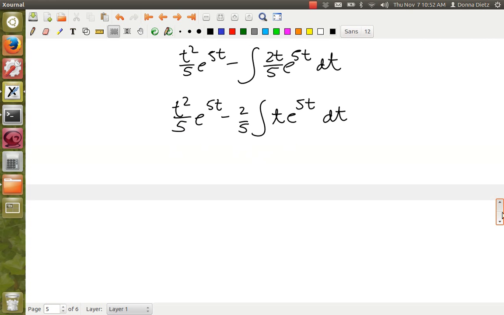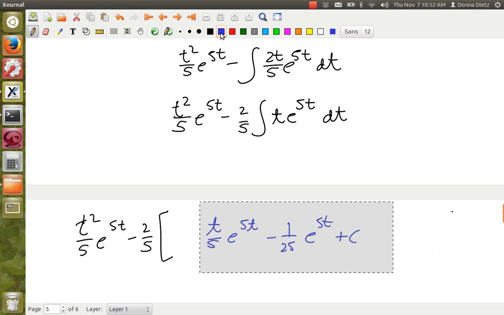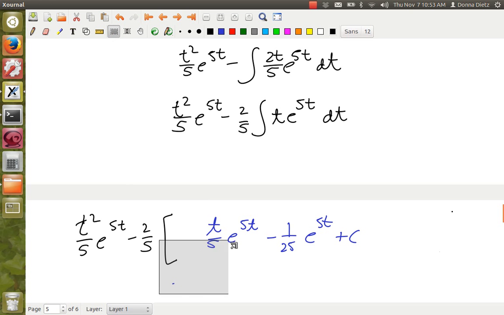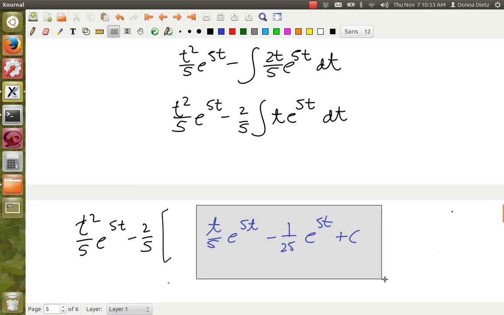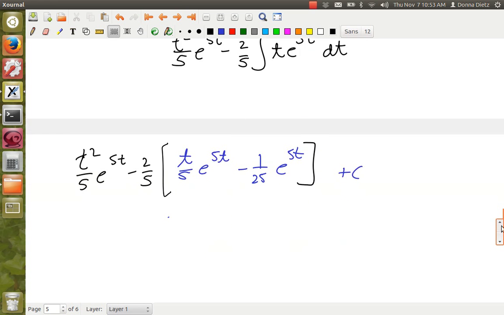Ah, here we are. So now I'm going to rewrite this. And then I'm going to paste. I'm going to change the color so you know the stuff that is pasted in I just pulled from up above. There we go. That plus C I can just stick outside. We need another one over here anyway. There, we're done. That's really all there is to it.